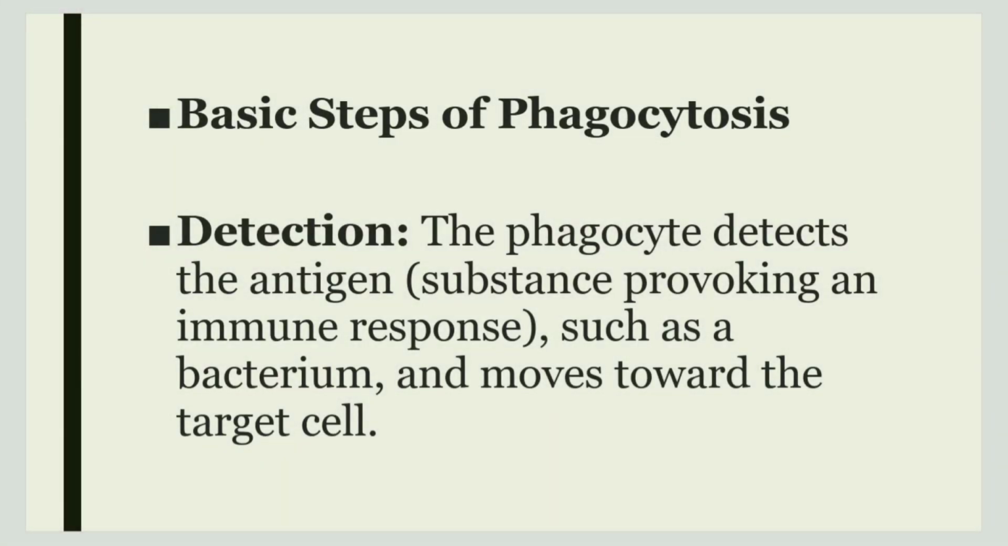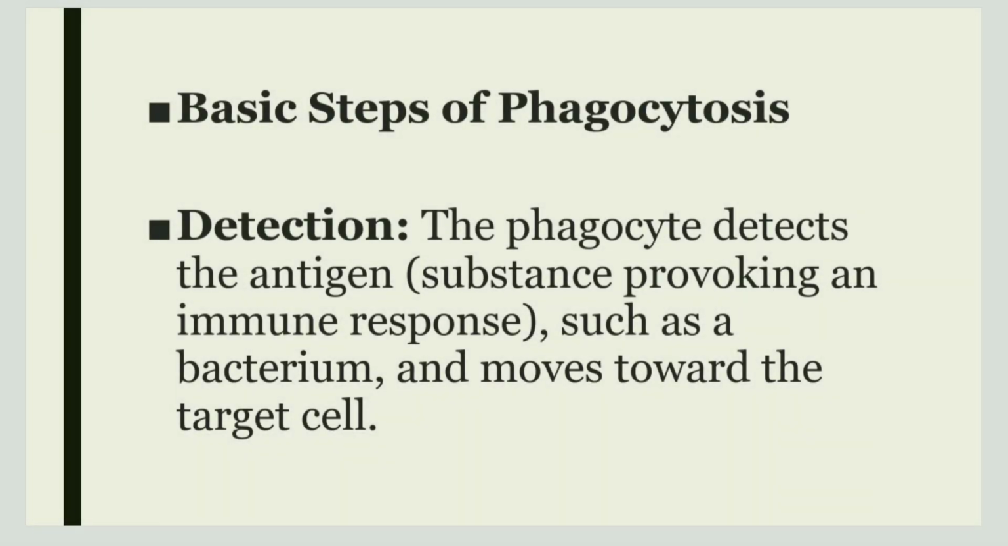Now, let us discuss the steps of phagocytosis. The first step in phagocytosis is detection. In this step, the phagocyte, which is the cell that takes in an organism or a substance, detects its antigen, that is, the substance which is provoking an immune system. It may be a bacteria, it can be a virus. This antigen is detected by the phagocyte. So, this is the first step of phagocytosis.